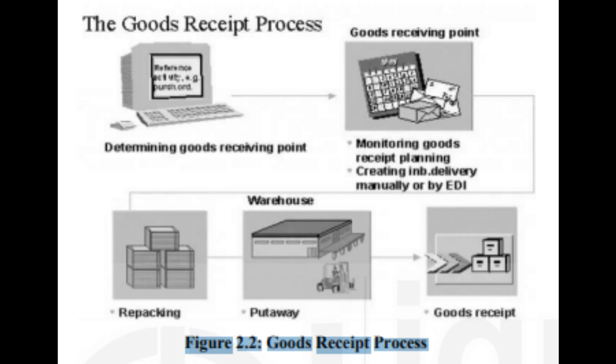2.3 Inbound process in warehouse management. The inbound delivery process starts when the goods are staged at the vendor's shipping point and ends when the ship-to party makes a receipt posting for the goods.